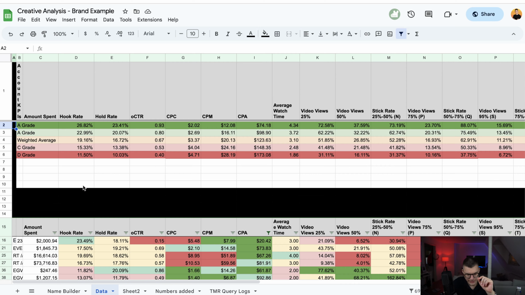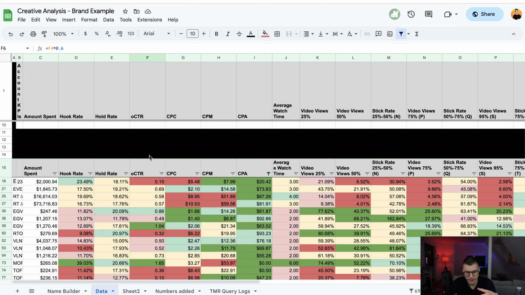So let's start with the hook rate. We have the averages, and then we have an A grade ad and a B grade ad, which would be slightly above average. Basically it's the weighted average times 1.2, which is 20% better. And then an A grade ad would be 40% better than our account average. Same as for all of these other numbers, we have our averages here, 20% better, 40% better, or 20% worse or 40% worse. This way we can take a look at our ads and really analyze them in depth.